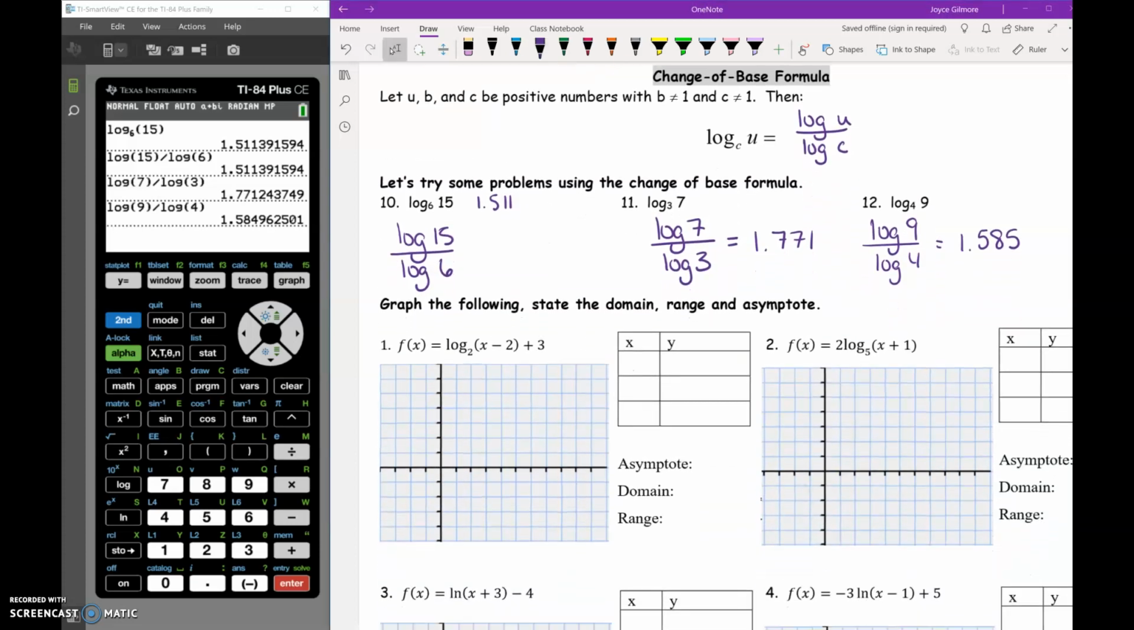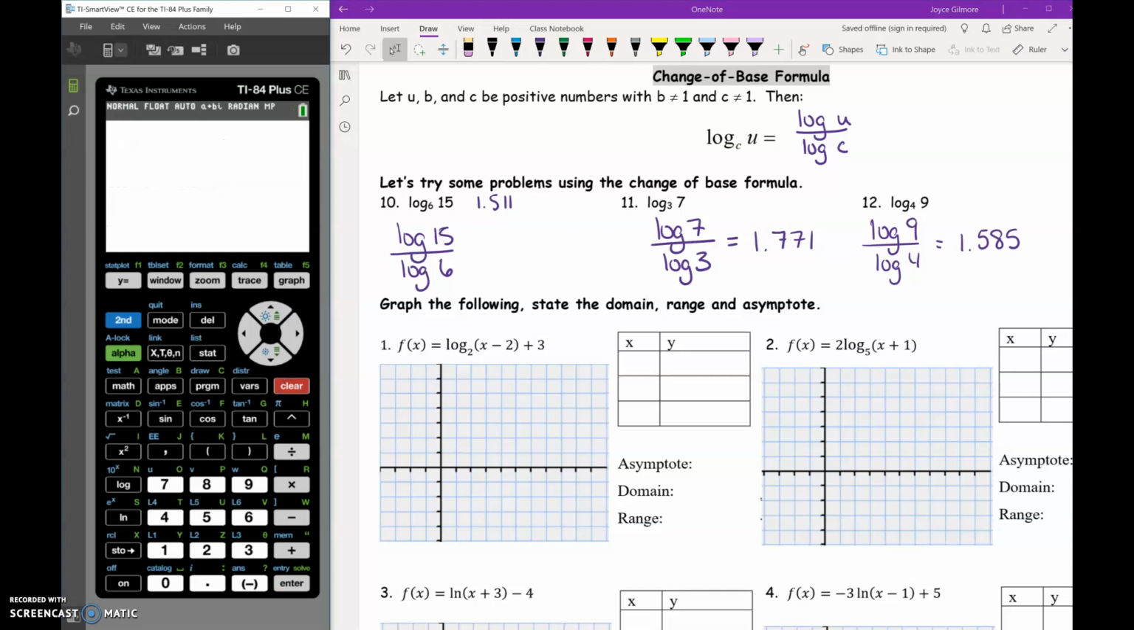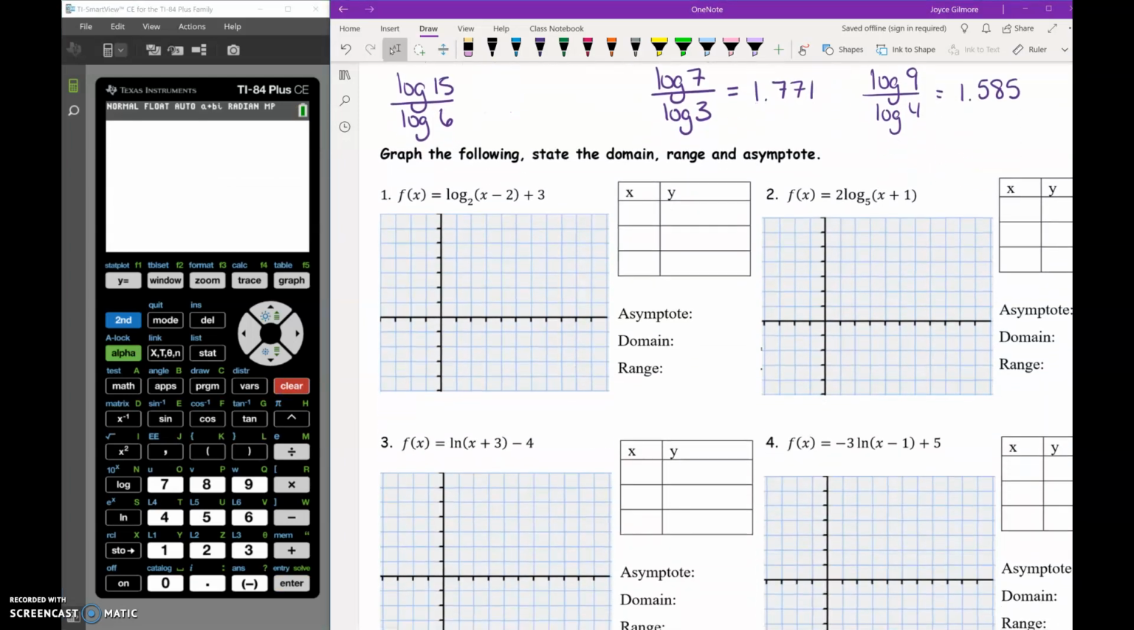Now, if you have a TI-83, that would also help you with graphing. And I'm going to record a specific video for graphing with the TI-84, graphing with the TI-83, and graphing with Desmos. So I will have a short video for each of those methods, and I will let you choose which of those that you want to watch.